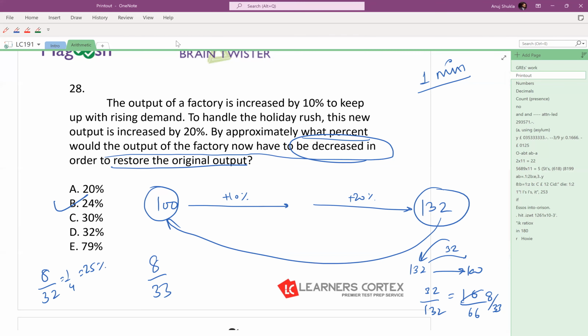Akshat, you understood? 79. Varun, how did you get 79? No, sir, it was my mistake. I took x by 132 in x by 100 into 132. Is it clear? Yes, sir. Okay.